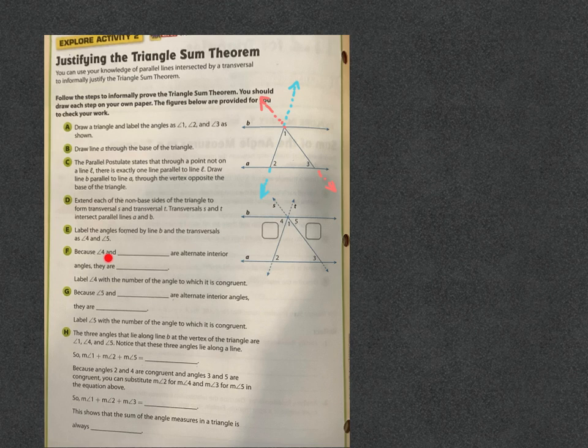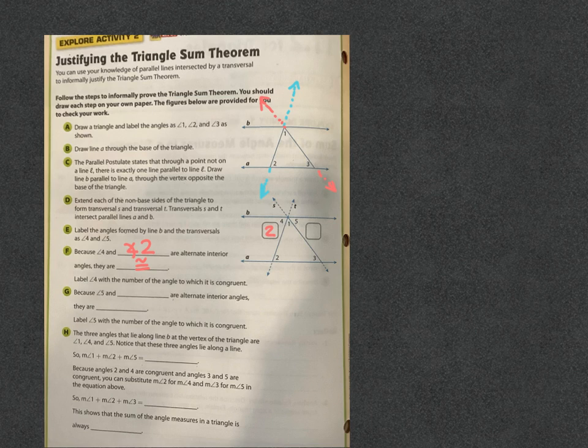Now, angle 4 and some angle are alternate interior, meaning they are inside of the parallels on alternate sides of the transversal. This is their transversal. So angle 4 and angle 2 are alternate interior angles. And we learned that alternate interior angles are congruent. So we know that this angle is congruent to this angle, has the same measure. They say label angle 4 with the number of the angle to which it's congruent. It is congruent to angle 2.